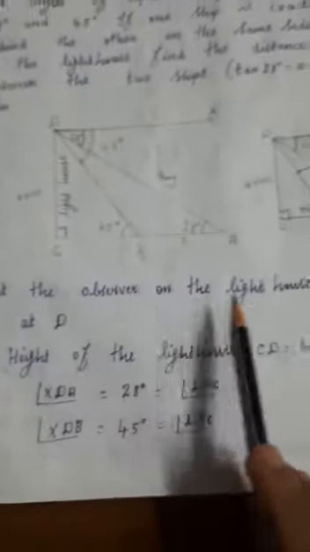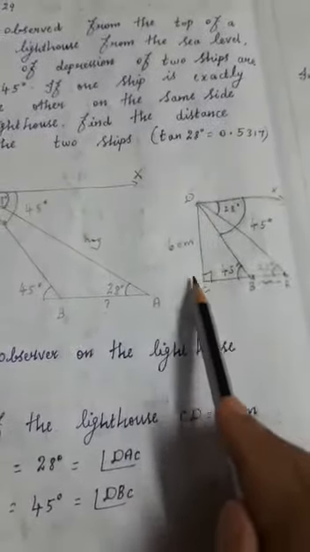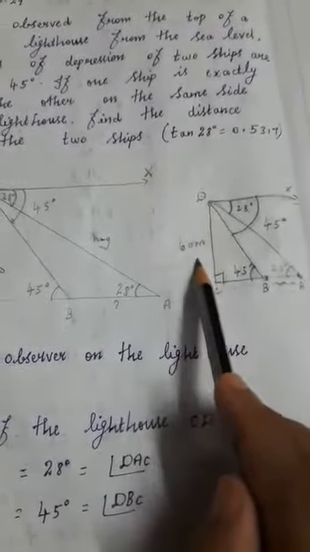Now you can see the answer. Let the observer be on the lighthouse. The lighthouse is CD. The height CD is also given, that is 60 meter.